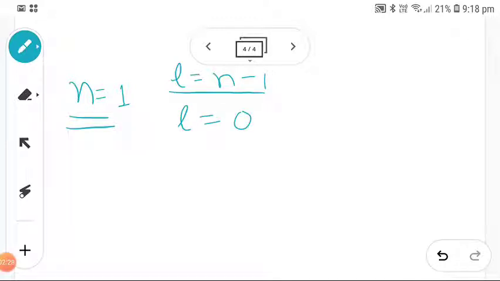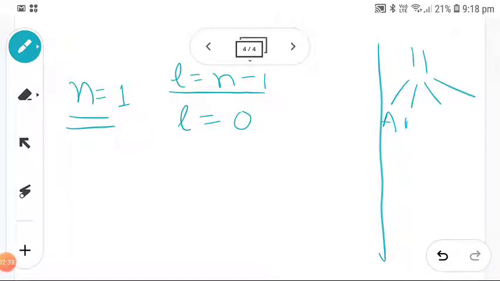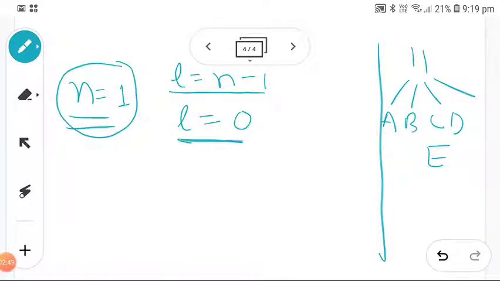Now make sure, as in our class, our main class, suppose I take a slide example A, we have subsections A, B, C, D and E. Similarly, if n = 1 is the main energy shell, then l = 0 is the subshell, and this subshell is designated with the name s.